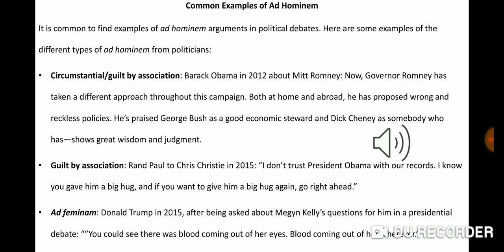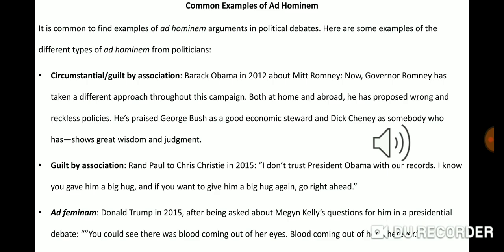Guilt by association. Ron Paul to Chris Christie in 2015. I don't trust President Obama with our records. I know you gave him a big hug, and if you want to give him a big hug again, go right ahead.